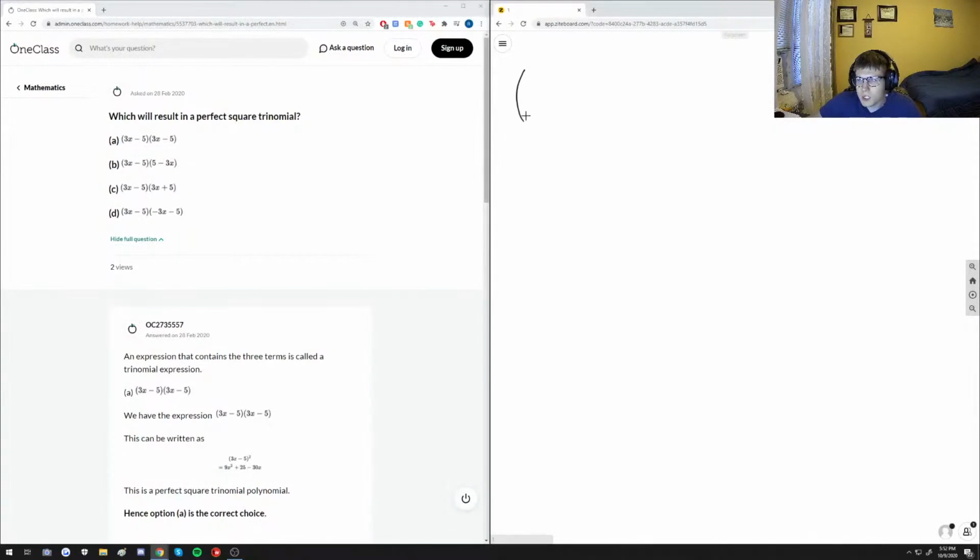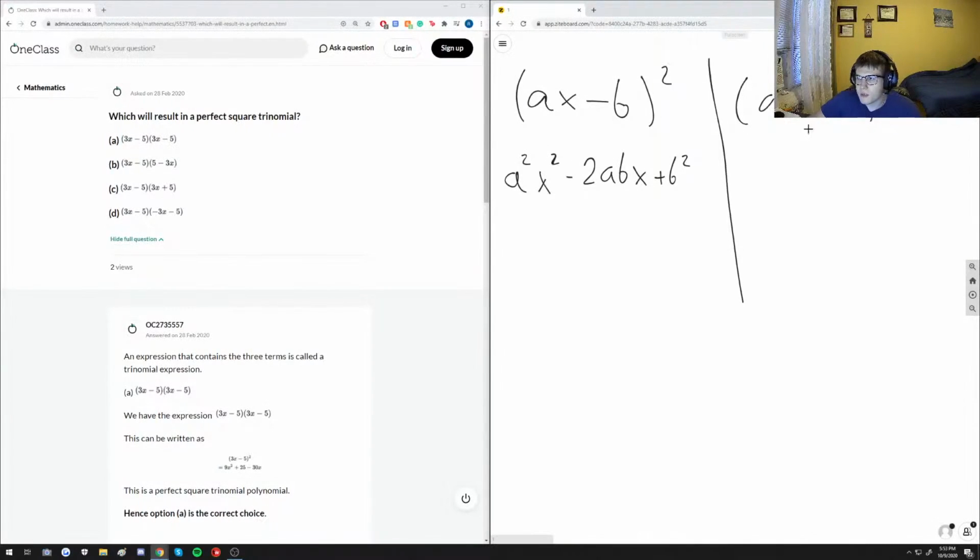So let's assume this case of (ax minus b) squared and (ax plus b) squared. So these are two common cases for a perfect square trinomial. If we were to expand both of these out, we would get a squared x squared minus 2abx plus b squared. And then expanding this out, we would get the same thing, but this minus sign becomes a plus sign. And this is essentially what it has to look like in this form. So this a and b has to exist in order to make it a perfect square trinomial.